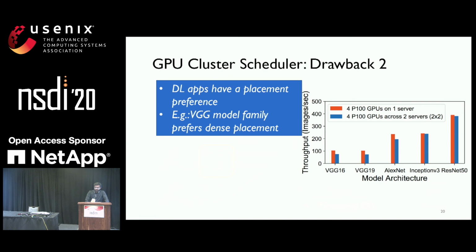However, Tiresias fails to accommodate placement preferences of these deep learning apps. This figure shows the training throughput in images per second with a dense placement of 4 P100 GPUs on a single server as red bars, and a sparse placement of 4 P100 GPUs spread across 2 servers evenly as blue bars. We see that the VGG model family prefers a dense placement to a higher degree than AlexNet, and AlexNet prefers a dense placement to a higher degree than Inception and ResNet.